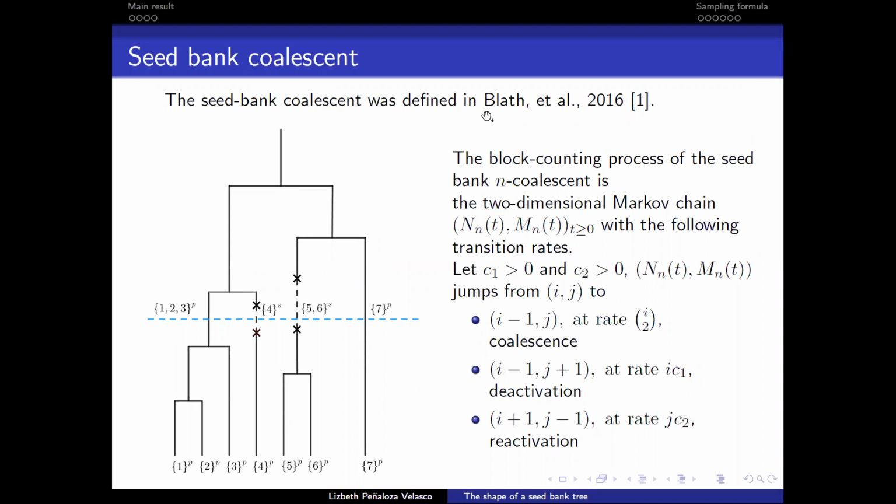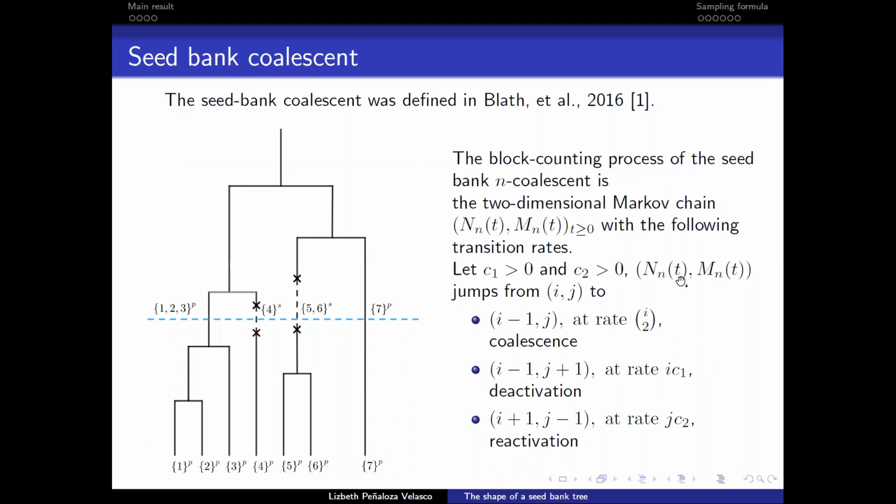In 2016. The block counting process of the seed bank coalescent is the two-dimensional Markov chain, where capital N represents the number of plants at time t, and capital M represents the number of seeds at time t. A small n means that we start with n plants and 0 seeds. This Markov chain has the following transition rates. C1 and C2 are bigger than 0.